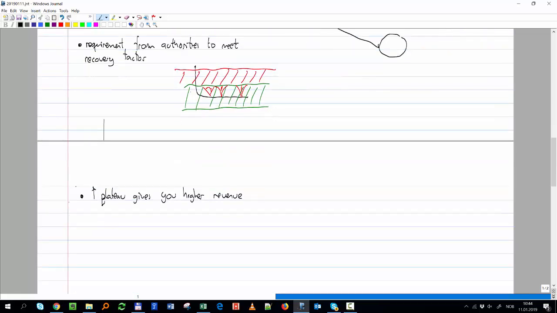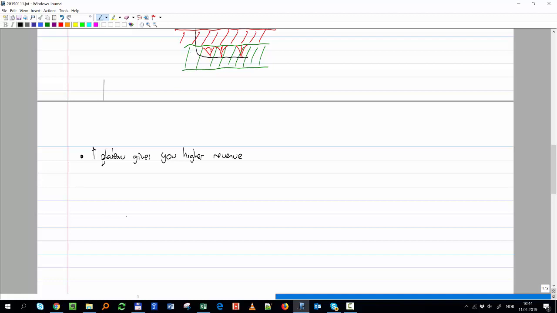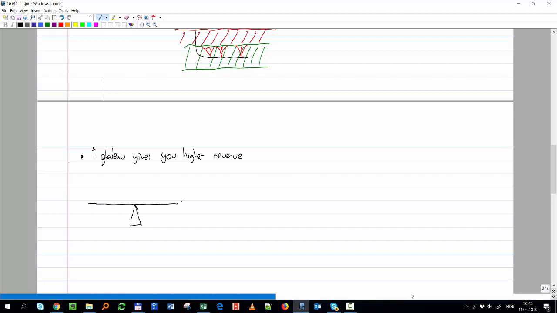So I have like two sides of a scale. We say it's like a scale. We have at one side the revenue, and here we have the expenses. In a very simplistic way, you're going to make this analysis. So higher plateau basically gives you two things. I need bigger and higher capacity processing facilities.